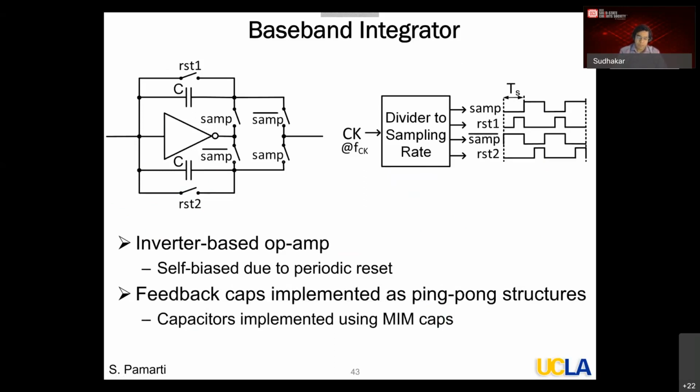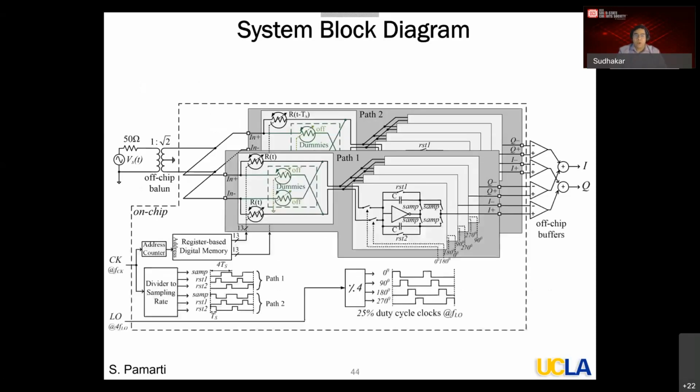Now, in our approach, we have to sample. The integration has to go from 0 to Ts, and then I have to sample that signal. To facilitate that, the feedback or integrating caps were implemented as MIM caps in ping-pong structures just to make these things easier. While one capacitor is being used for integration, the other capacitor is being sampled, and then they change their roles.